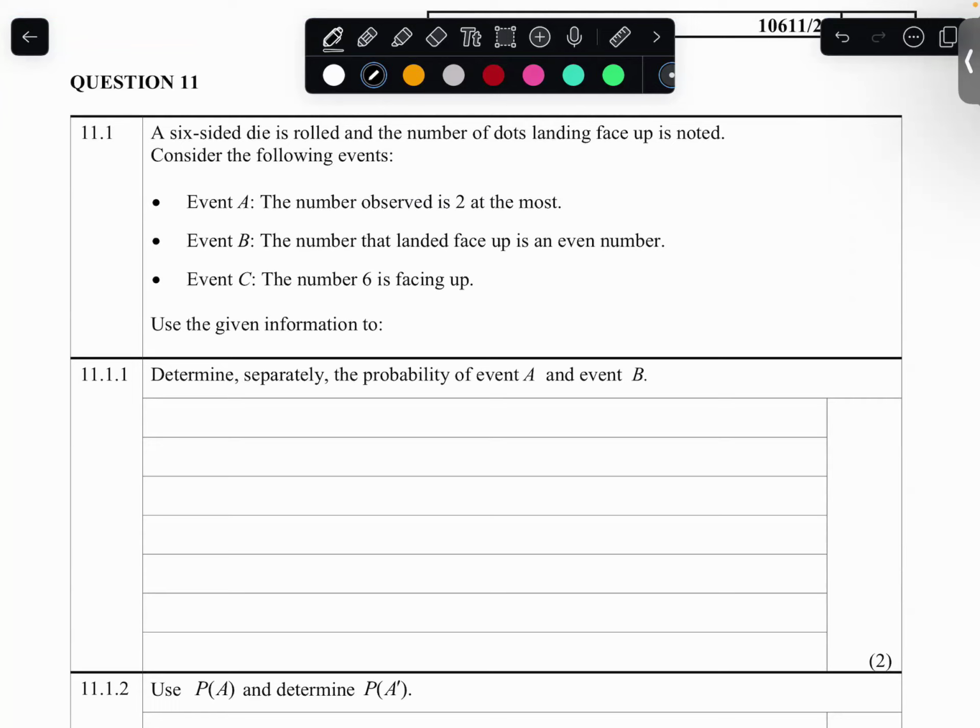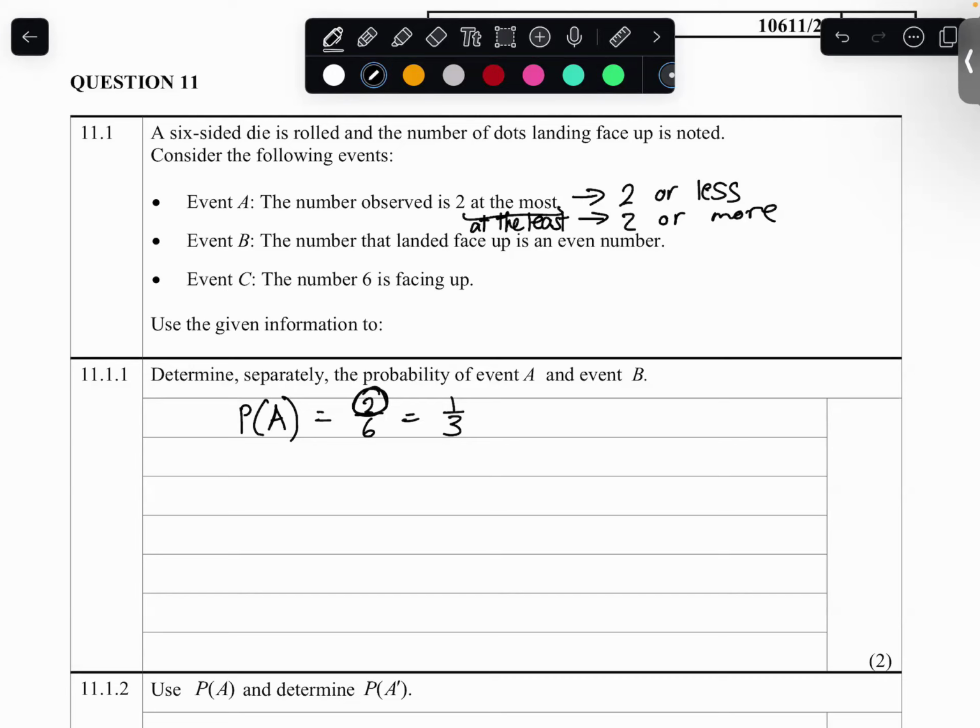So 2 at most, meaning, remember the word at most in probability means 2 or less. If they said 2 at the least, it would mean 2 or more. So 2 at most, meaning the two numbers that could have landed face up for event A are the numbers 1 and 2. That's the 2 or less, right? So the probability of event A is 2 options out of 6, which gives you 1 over 3. These two options are the numbers 1 and 2, right?